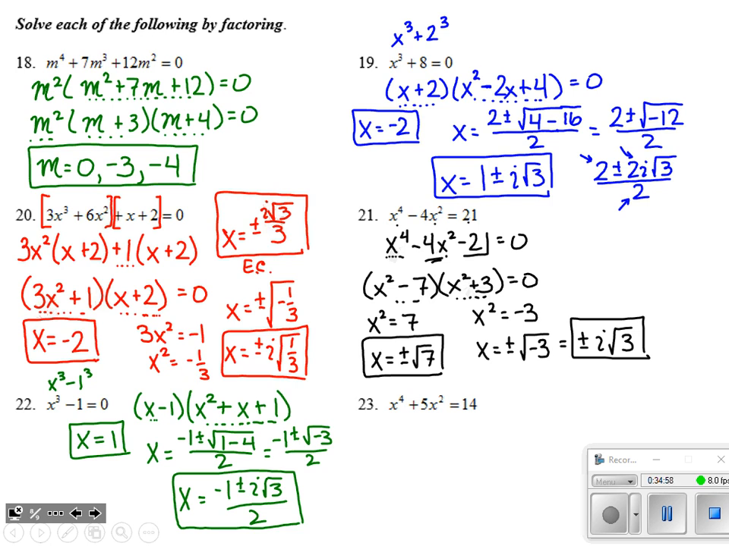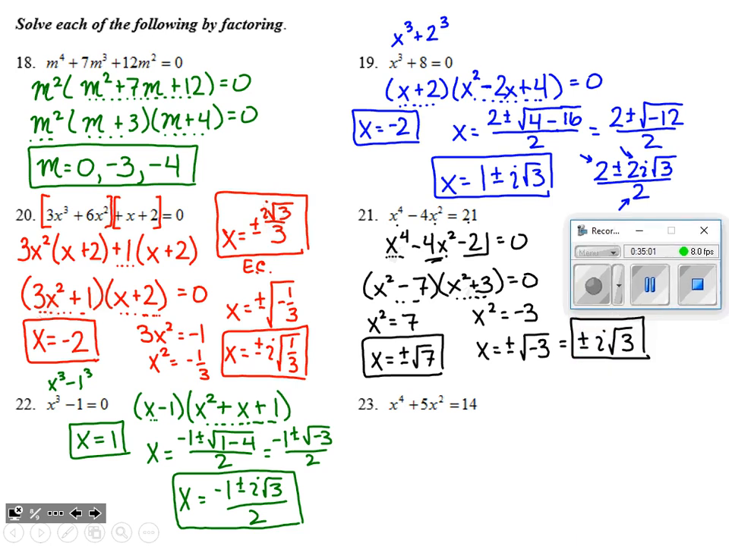And the final problem here, let me get my recording window out of the way. Problem 23, very much like problem 21 that we have directly up above, so we can refer back to that. It follows the quadratic form. So x to the 4th plus 5x squared, let's get it set equal to 0 so we can use our quadratic factoring tricks. Okay, and I just noticed that yet again I forgot that equals 0 over there.